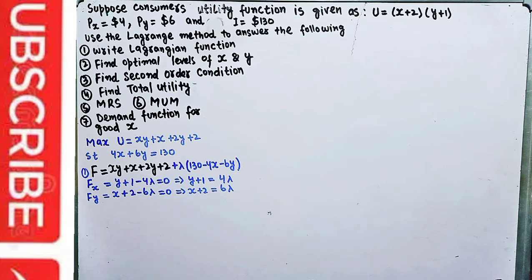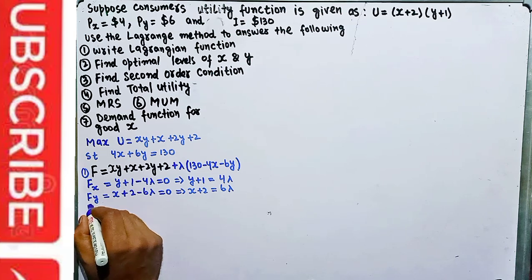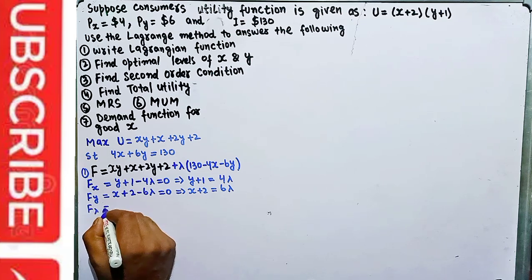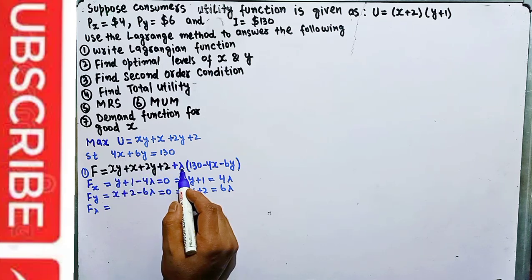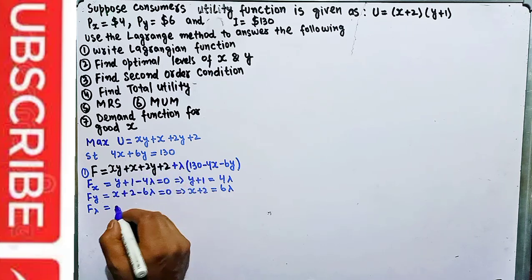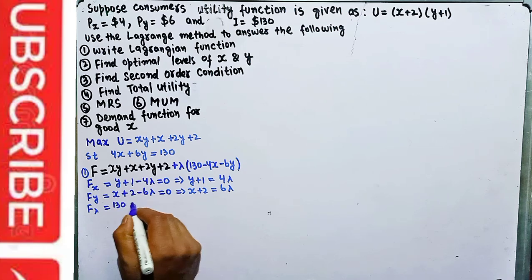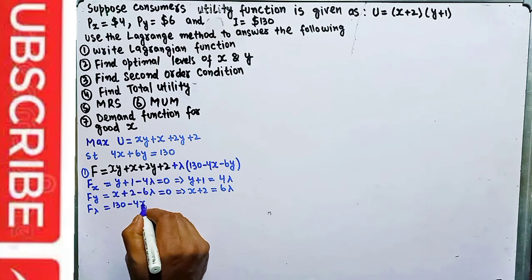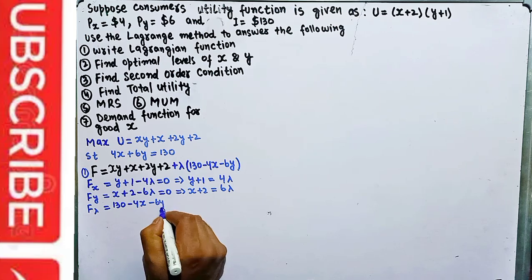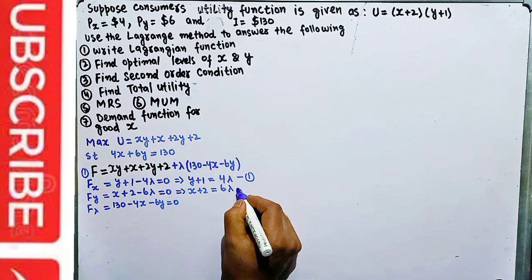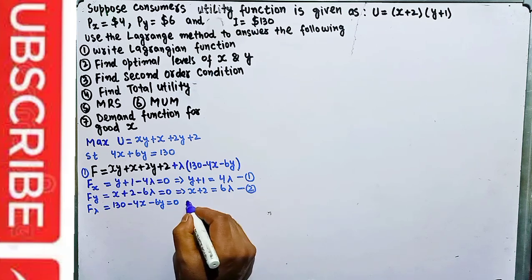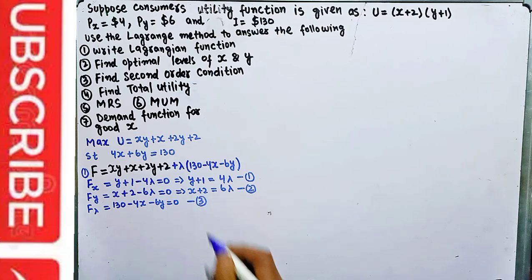Okay, then we take the partial with respect to lambda. So since no lambda is involved in the first 4 terms, derivative of lambda in the last term is 1, so we are left with 130 minus 4x minus 6y, and we also set it equal to 0. Let this be equation first, equation second, and this be equation third. Then what will we do?